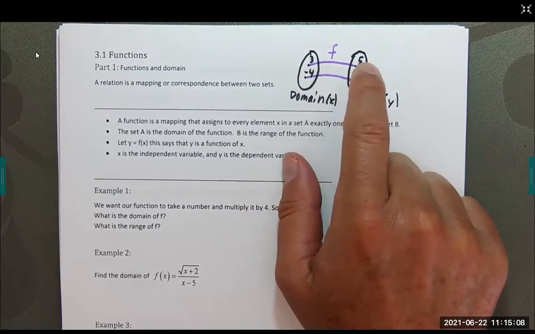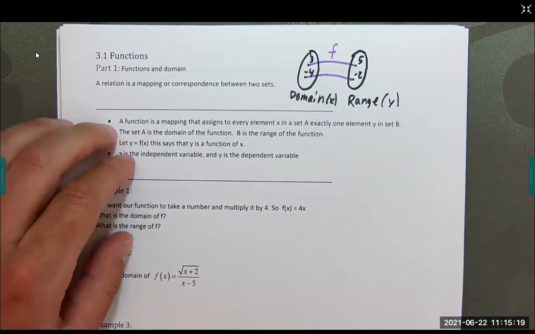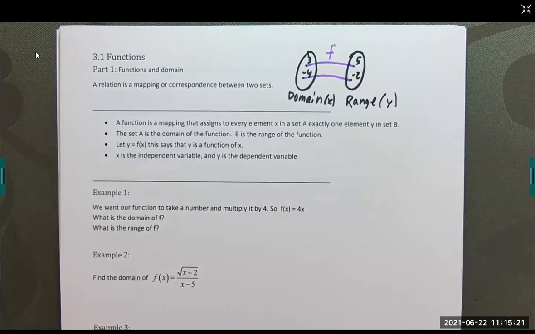result, the range. The domain is what's called the independent variable. The range is called the dependent variable. So the range depends on what X value is chosen from the domain. And let's go through some of the characteristics.